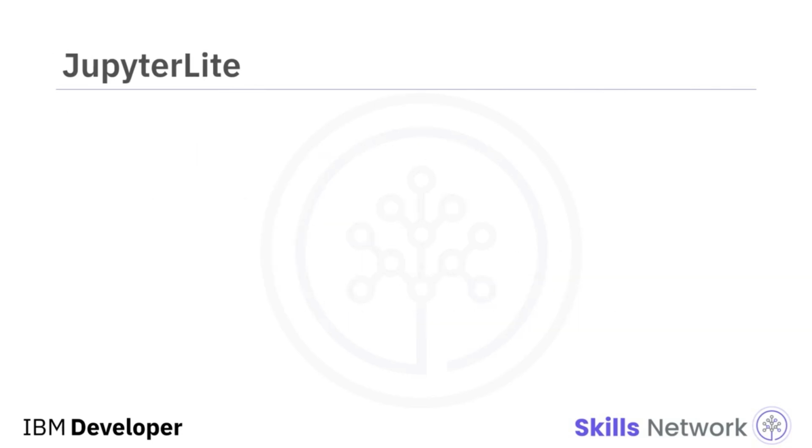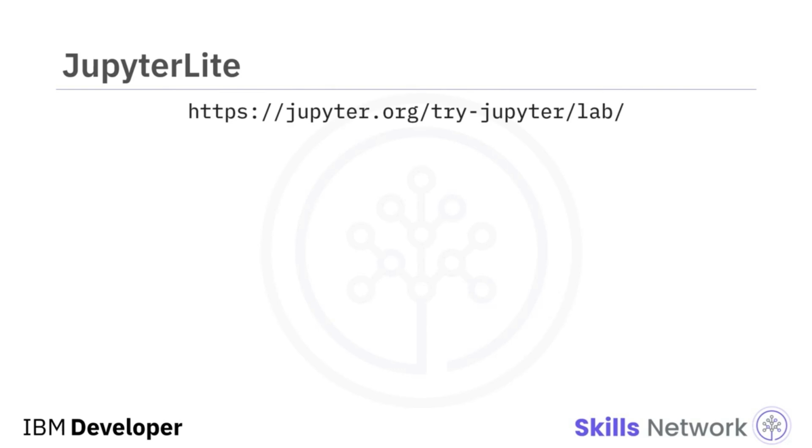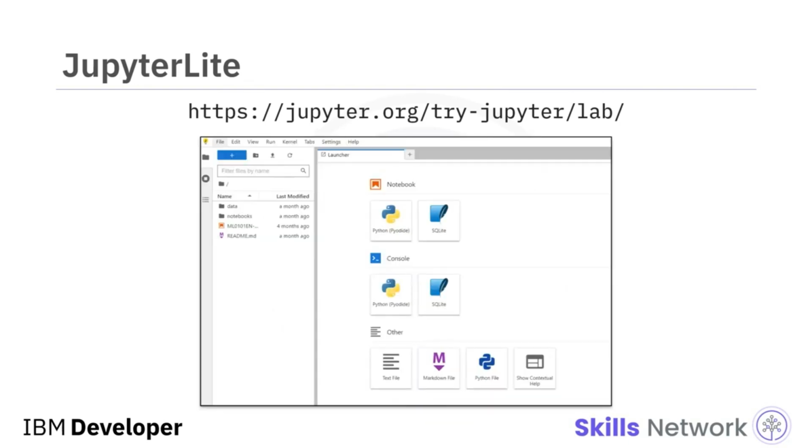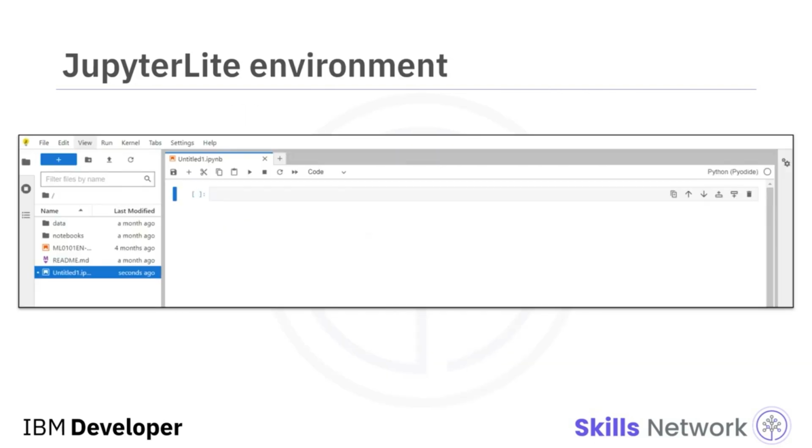To launch Jupyter Lite, open a browser and type jupyter.org/try-jupyter/lab in the URL field. Then press Enter. Jupyter Lite will appear, and next click Python Pyodide. Here is a view of a Jupyter Lite notebook. We know this is a Jupyter Lite notebook because we see the kernel is Python Pyodide. This kernel allows installing and running Python packages in a browser.